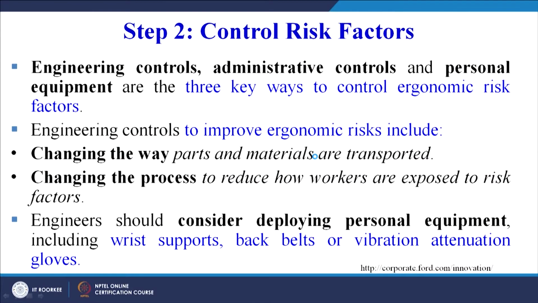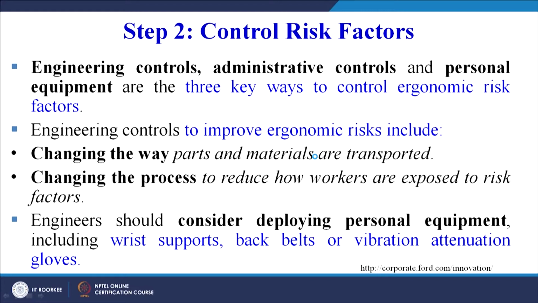Next, we have to control these risk factors. How can we control them? One example, before coming to this slide, I already shared with you: once we assess that a person is lifting a lot of load, we can try to invent, innovate, and create a new device which can help him to lift that load. That is a kind of control which we are going to see in this slide. The engineering controls, administrative controls and personal equipment are the three key ways to control the ergonomic risk factors. So in step 1 we have assessed and identified the risk factors. Here we will try to control them.